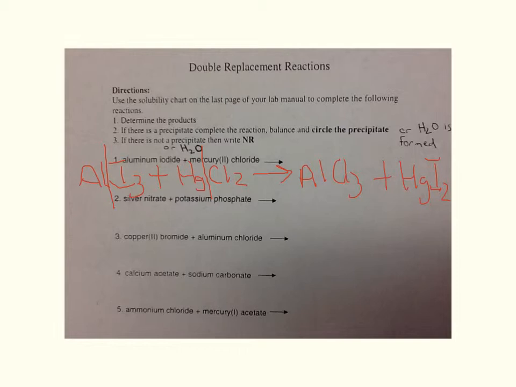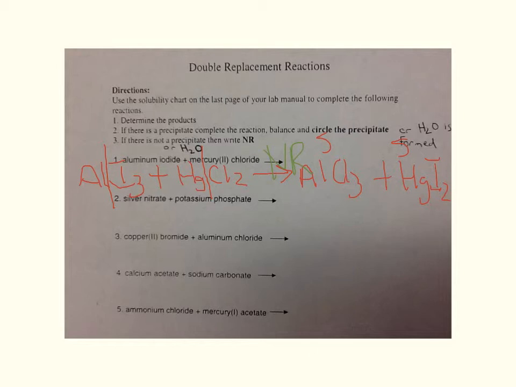Now let's look at mercury iodide. So we're going to find the one for iodides. It's the same one, number 3. All bromides, chlorides, and iodides are soluble except lead, mercury 1, and silver. Well, we have mercury 2, so it is soluble. So this one is soluble, this one is soluble, therefore we would get no reaction. So for this equation, you would end up writing NR, no reaction. And we're done. We move on to the next one.